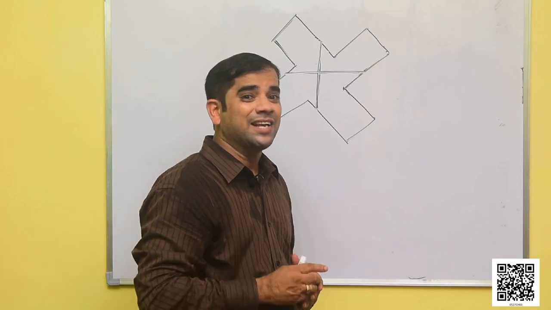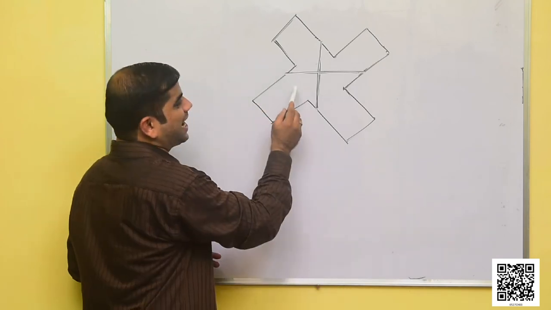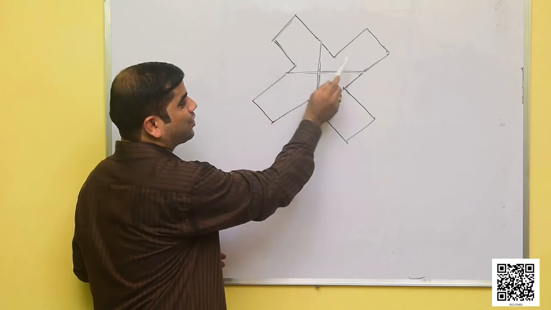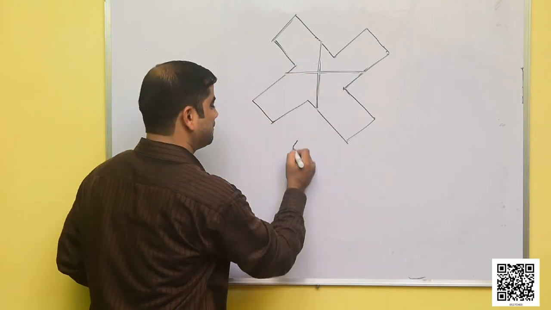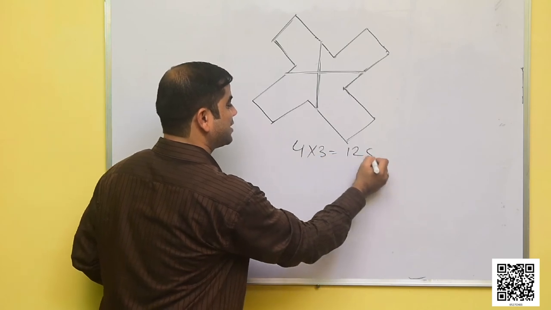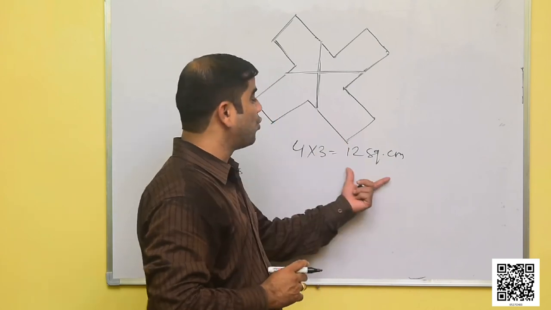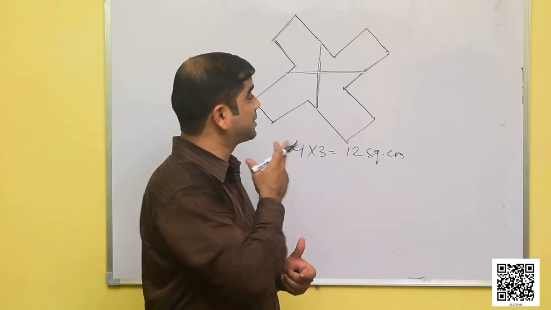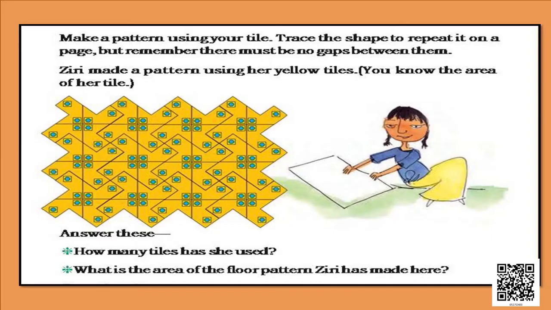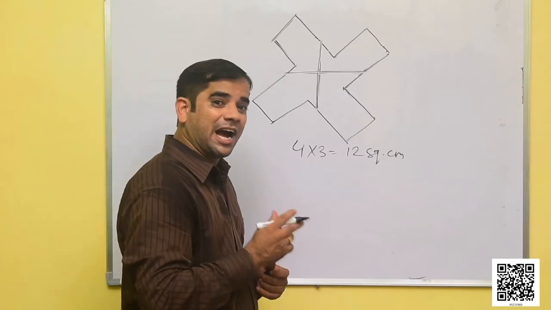So what was the area of each tile? It was 3 square centimeter. So what is the area of this pattern? It has 4 tiles. So 4 threes are 12 square centimeter. So each pattern contains 12 square centimeter. So how many such patterns are there in the pattern that Ziri has made? There are 1, 2, 3, 4, 5, 6, 7, 8, 9, 10, 11, 12 such patterns in the shape that Ziri has created.